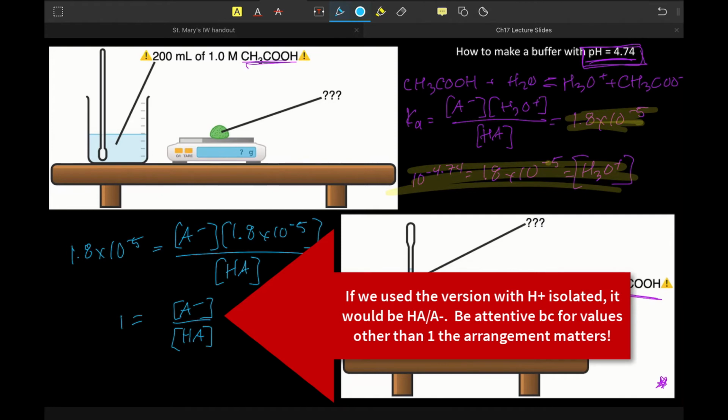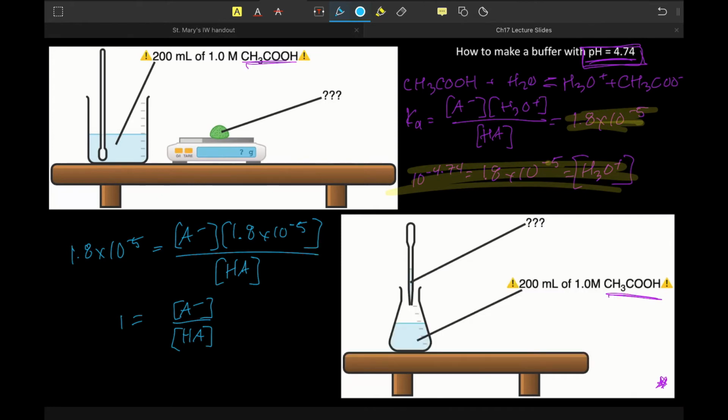And so what's the significance of that? All that means is that we need to have the same concentration of each, right? And since they're swimming in the same beaker, that means we need to have the same moles of each, however we design our buffer. Does that make sense? That's what we're shooting for, right?